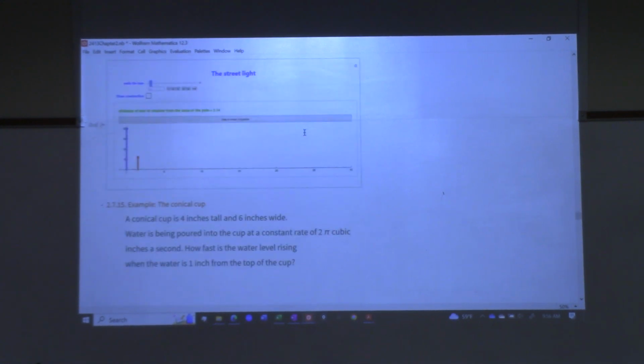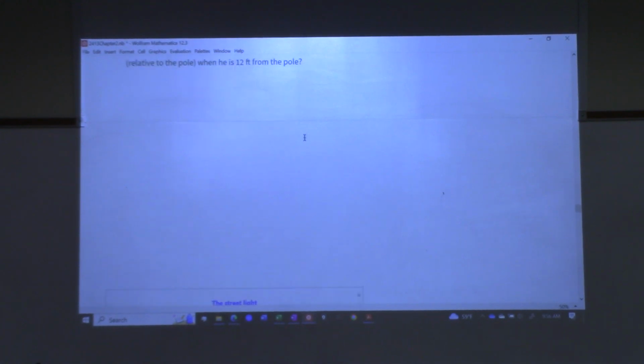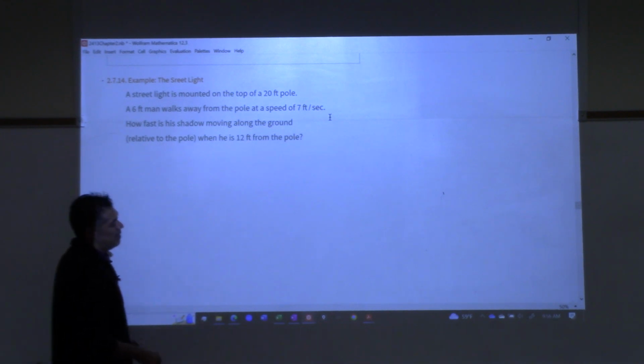All right, which one? Street light. Oh, this is an interesting problem. I always want to skip it, but then when I think about it more, I think it's... Read the problem first.